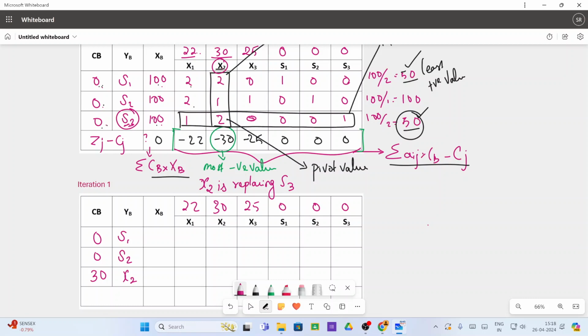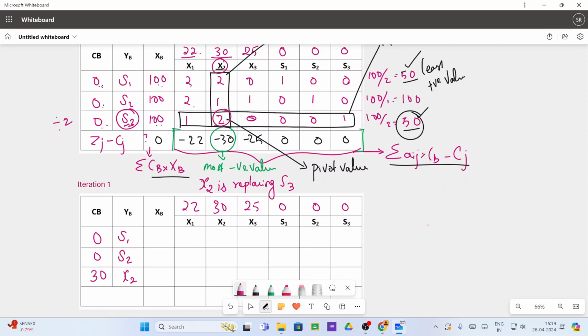For the remaining things, we have to go with a procedure. What we need to do is make this pivot value 1 in this new iteration. How can we make this pivot value 1? You can divide by the same number, so that you make this 2 as 1. Here your pivot value is 2, so divide by 2. You have to divide the entire equation by 2, so that the pivot value becomes 1.